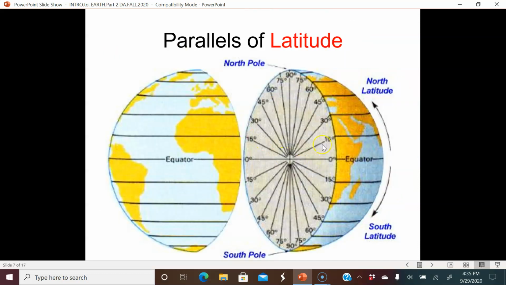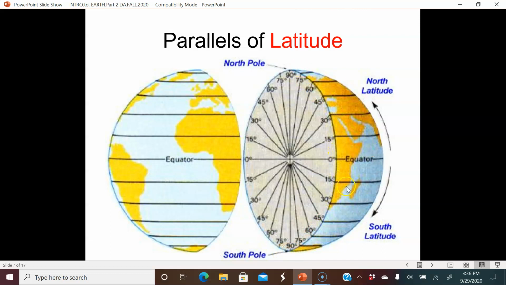Now, how many parallels of latitude are there? Well, it turns out, if one thinks about it logically, there's an infinite number because we can measure and measure and then go half a step more. And so there's an infinite number, but we can't get any more than 90. From the equator to the pole, it's 90 degrees. So you only have 90 degrees of latitude.